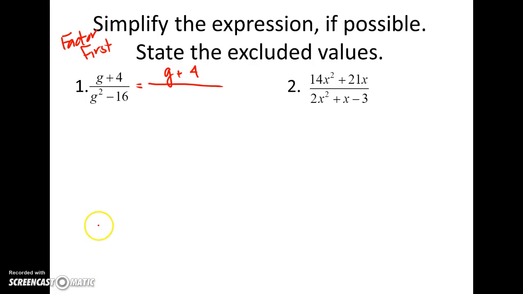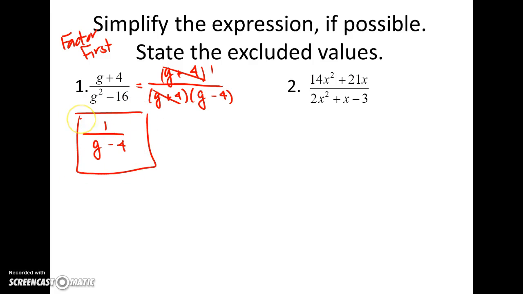But in the denominator, you actually factored this one on your warm-up for number 1. We found that it was g plus 4 times g minus 4. Now what do they both have in common? They both have this whole thing in common, there and there. So what would be left? Well, if I were to take out a g plus 4 from here, I'd just have a 1 left. So my solution is going to be written as 1 over g minus 4 left in the denominator. Now that's one solution. That's a simplified version.